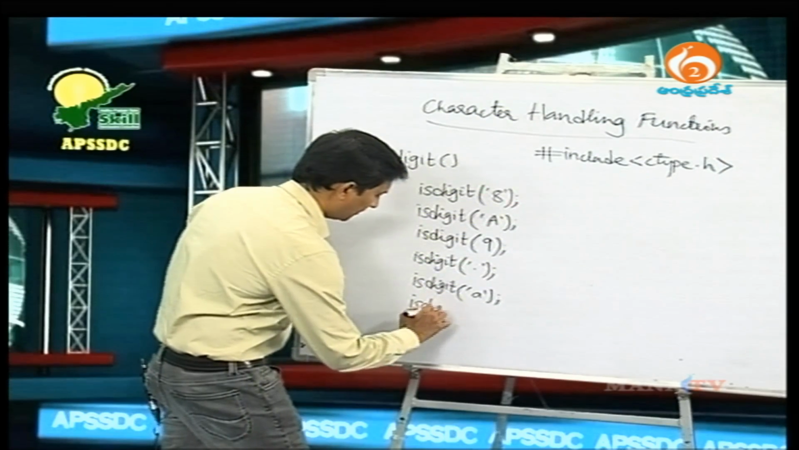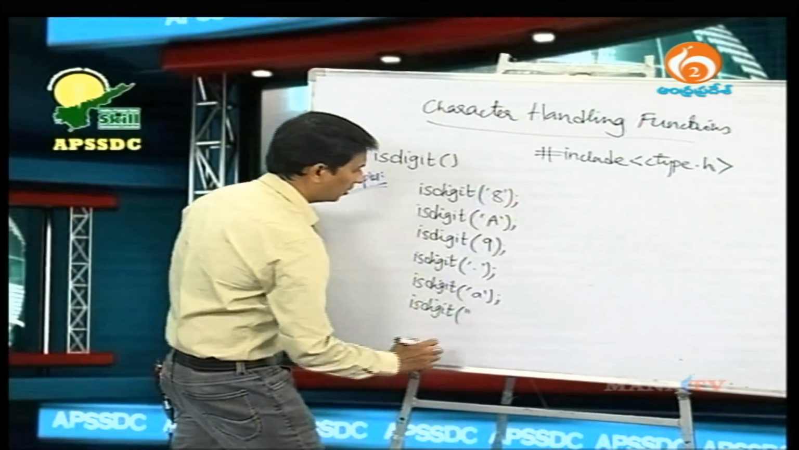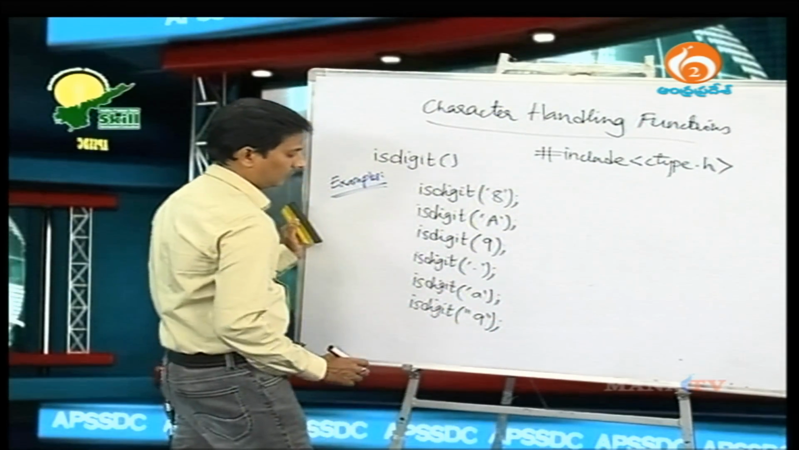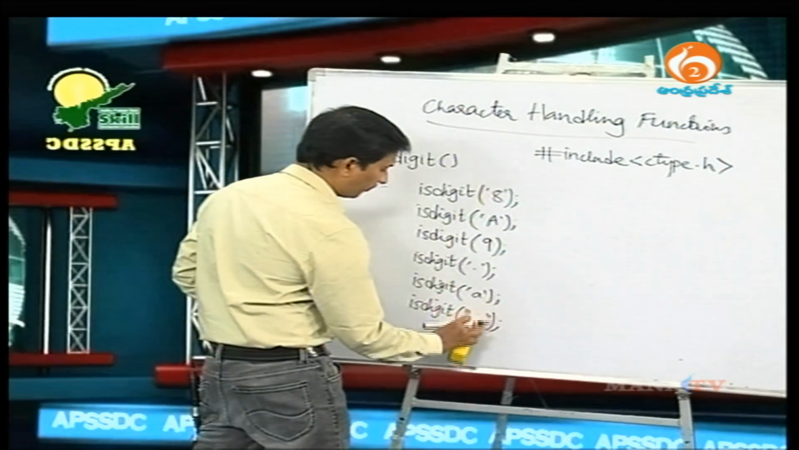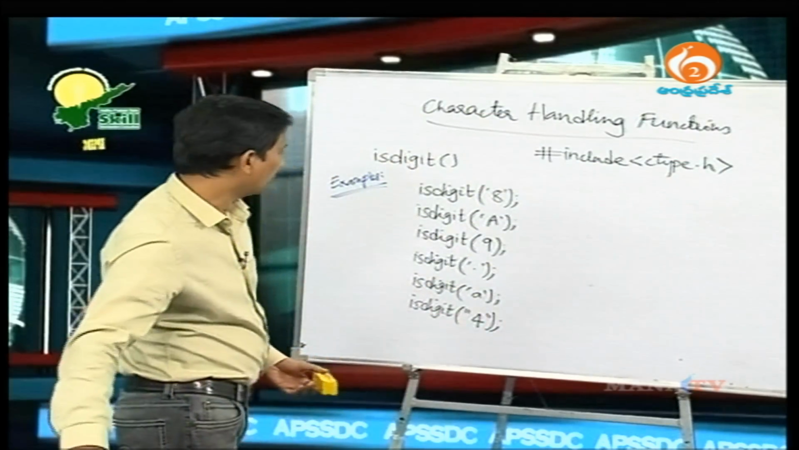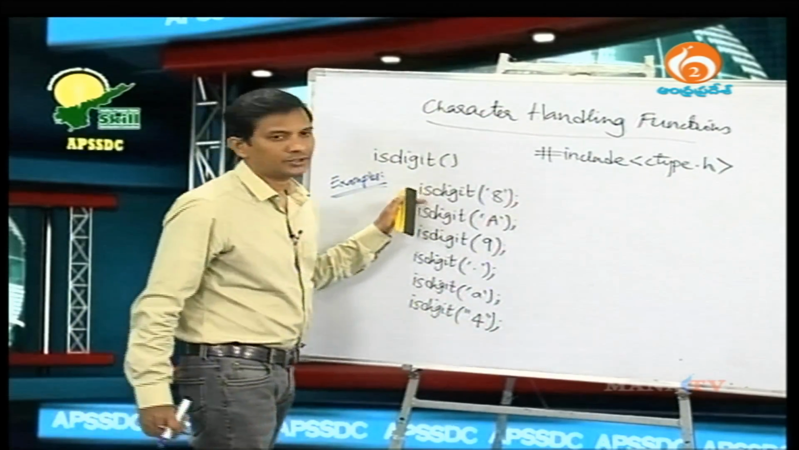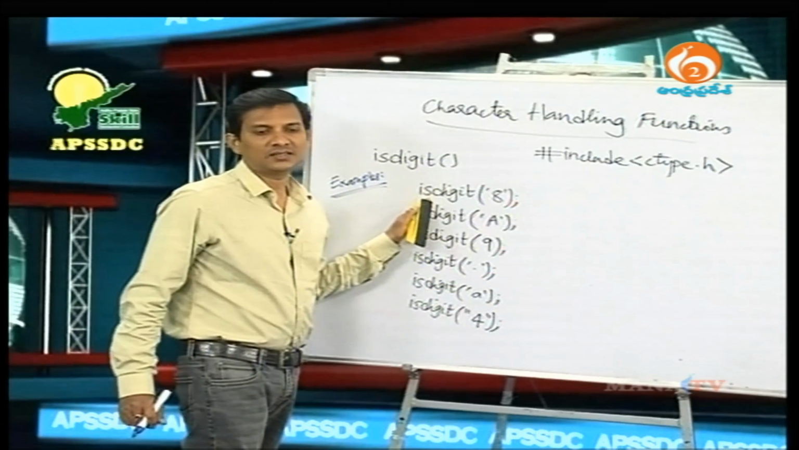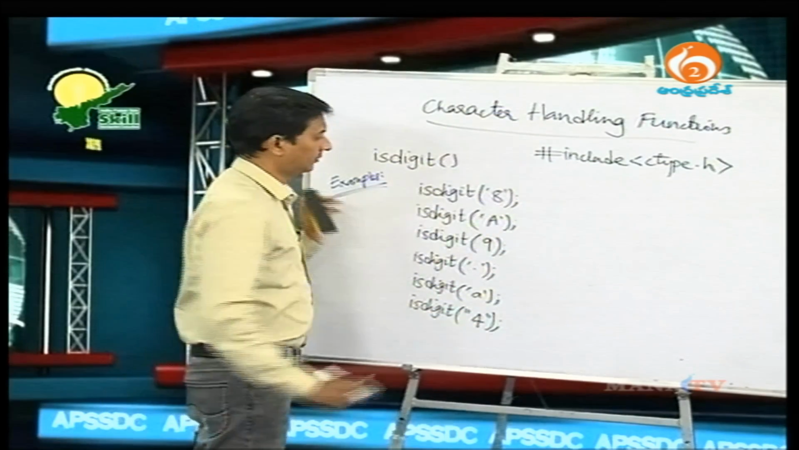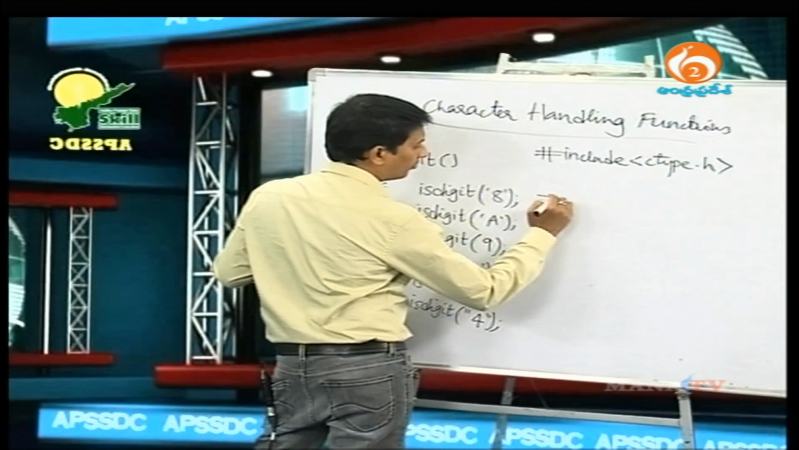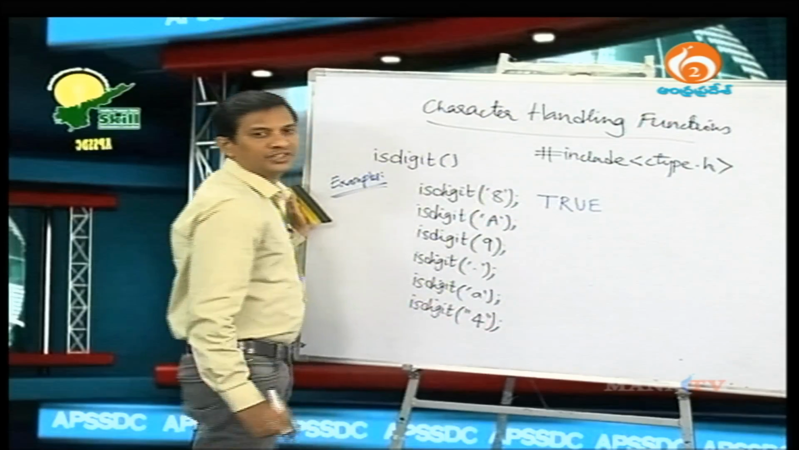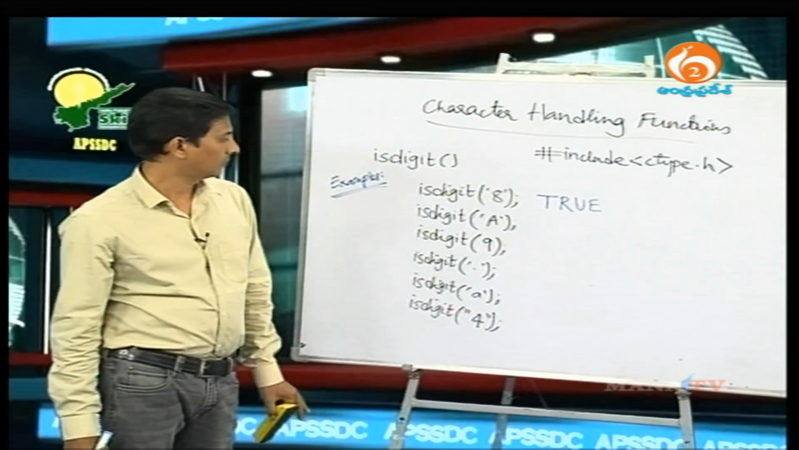Is digit of double quotes 9, or double quotes 4. Now check. First one is digit of 8, is digit of 8. Yes, it is true. Which is true.